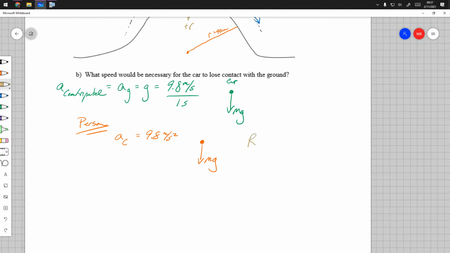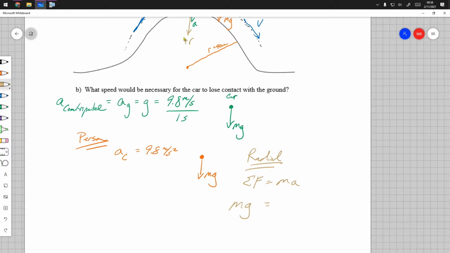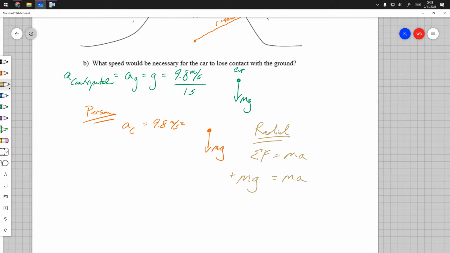Make that easy. And so now let's sum these forces up in the radial dimension, and that's equal to mass times acceleration. We've done this a ton of times. We got mg. It's pointed towards the center, and towards the center is the positive direction. So careful, it is pointed down, but at this point right here, that is the positive direction. And so it's equal to m times a. Whoa, check that out. The mass cancels out here. That's good, because I didn't know the mass of this person nor the car.